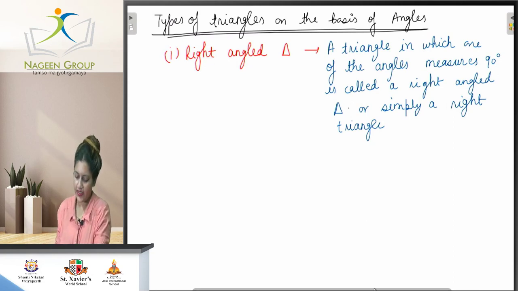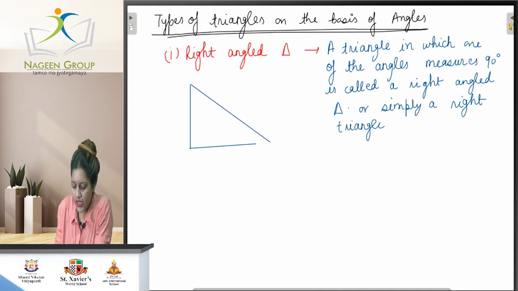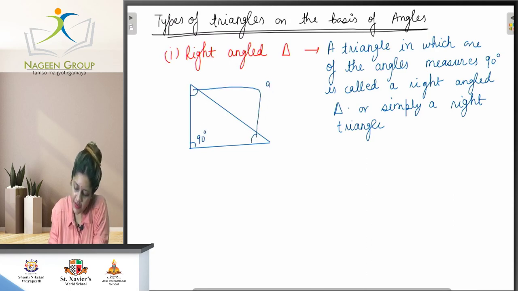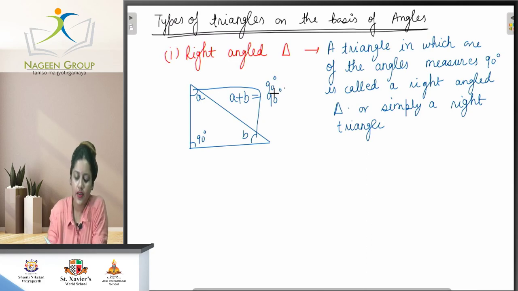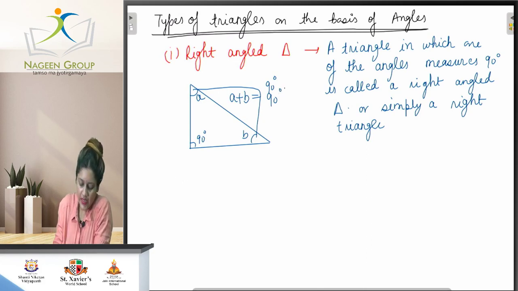So, let us make a diagram. If we make a diagram, it looks like this, because one angle measures 90 degree while the other two have a sum of 90 degree. It means if they are A and B, then A plus B is equal to 90 degree. Understand?